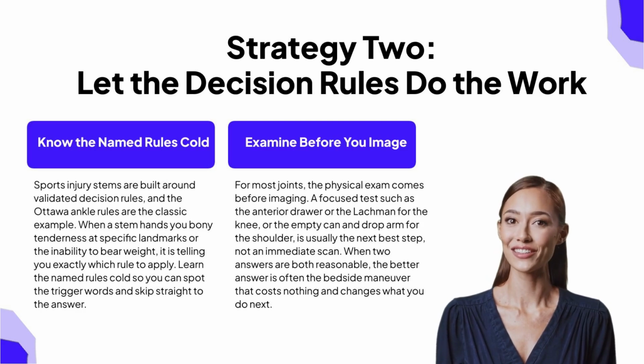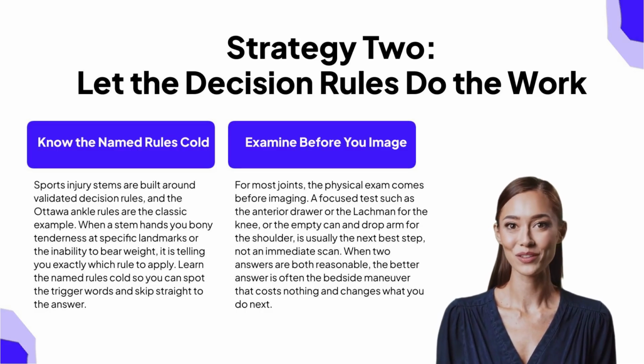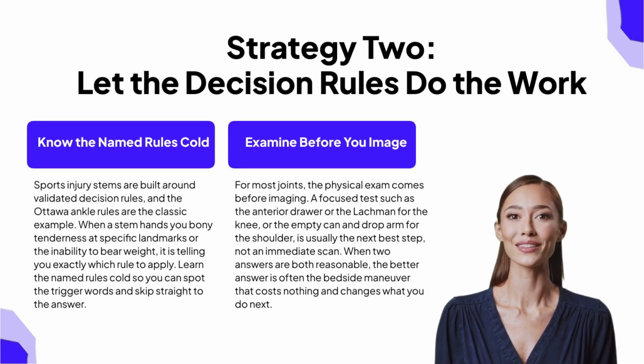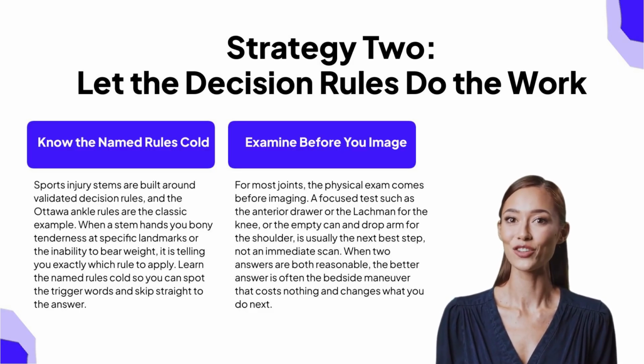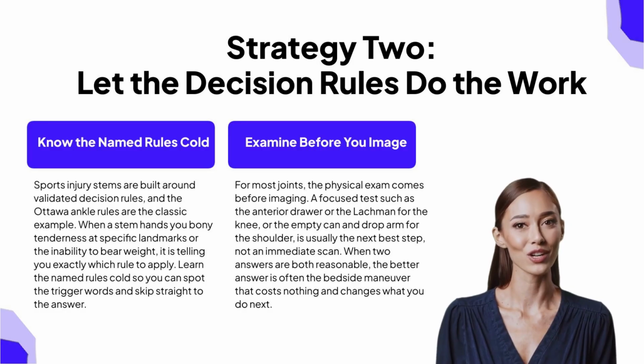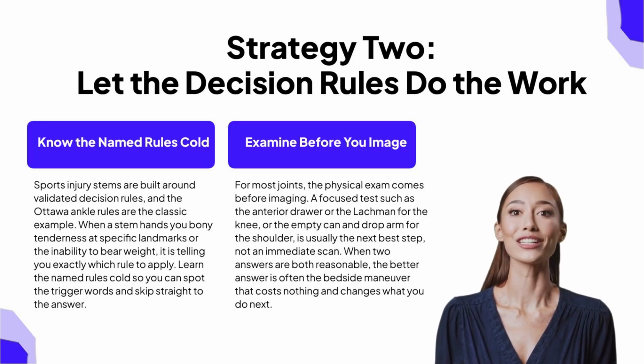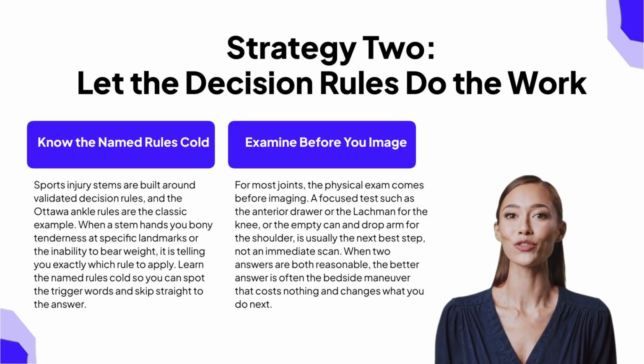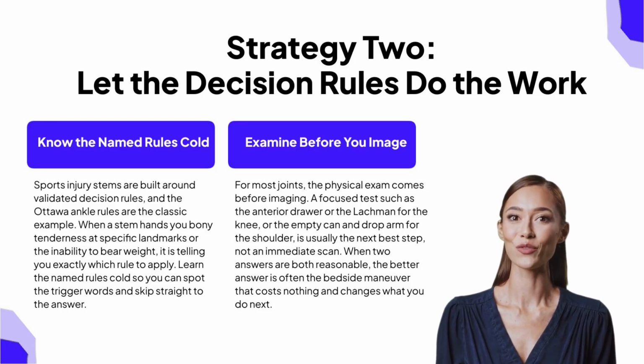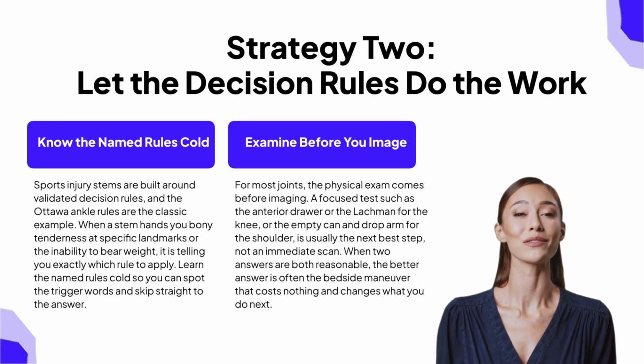Strategy 2 is to let the decision rules do the work. First, know the named rules cold. Sports injury stems are built around validated tools, and the Ottawa Ankle Rules are the classic example. When a stem hands you bony tenderness at specific landmarks, or the inability to bear weight, it is telling you exactly which rule to apply, so learn the trigger words and skip straight to the answer.